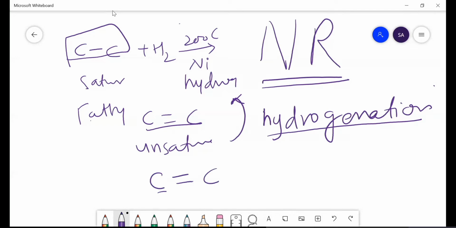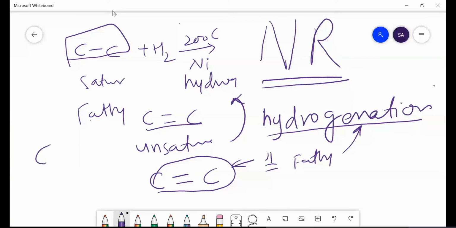Only a carbon-carbon double bond. So it doesn't matter if it is even one double bond, the fatty acid will take part in the hydrogenation process. Without this double bond, nothing will happen to a saturated fatty acid under the hydrogenation reaction. No reaction will take place. It will remain as it is.